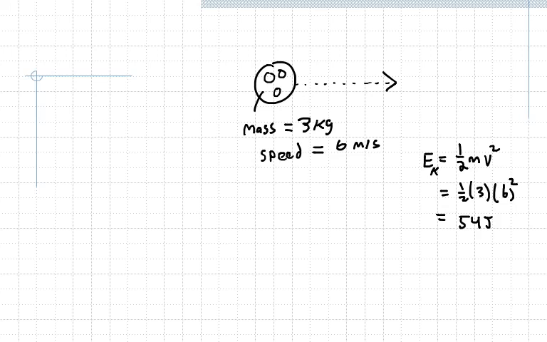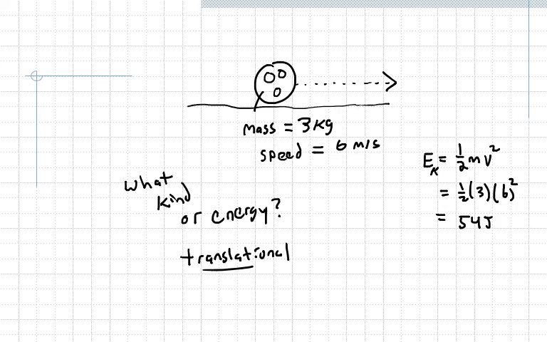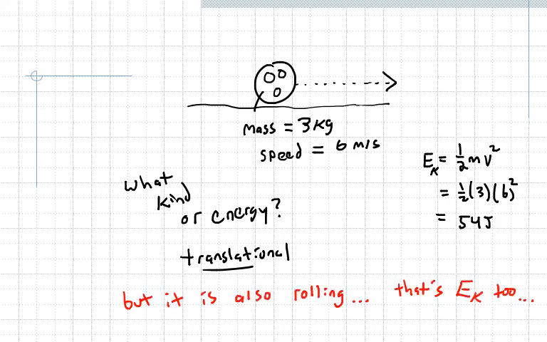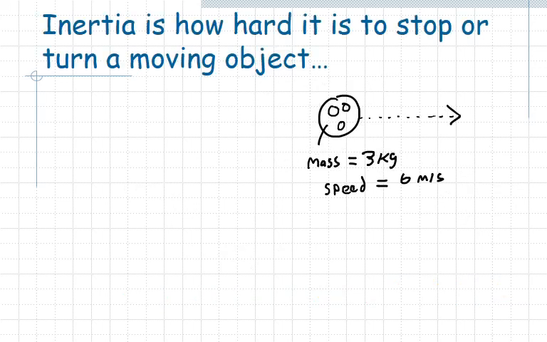And that is the translational energy, right? So the energy going left to right of this object. Now, it's also rolling though, right? So if you think about it, this object is rolling the whole time. And that's kinetic energy as well. That's energy of motion. So we want to figure out what's going on with that.